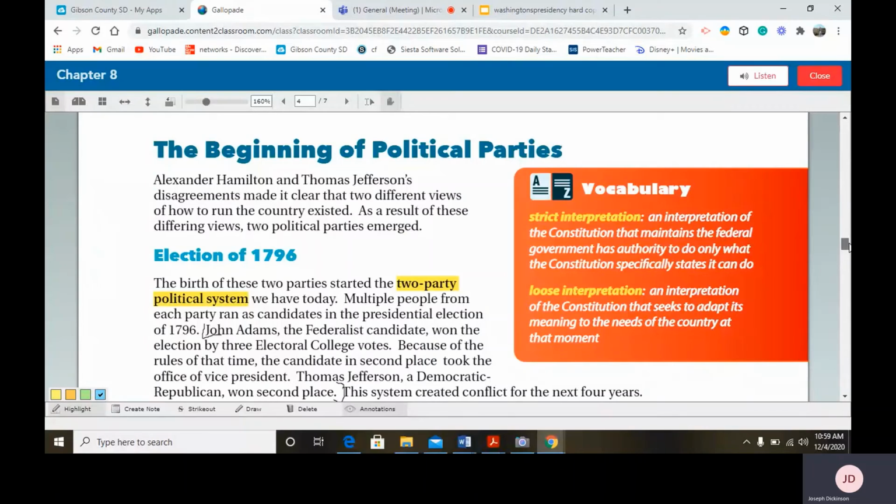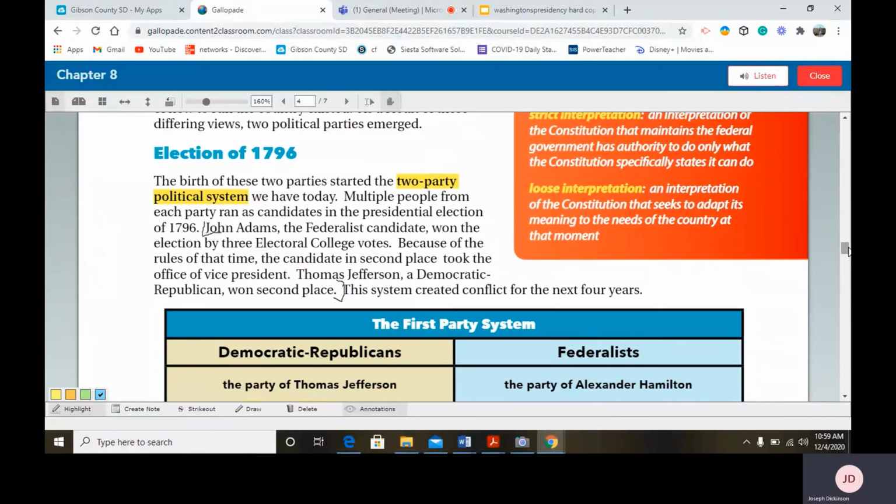So the election of 1796. Go ahead and pause me. You and your neighbor read this part. So pause me.